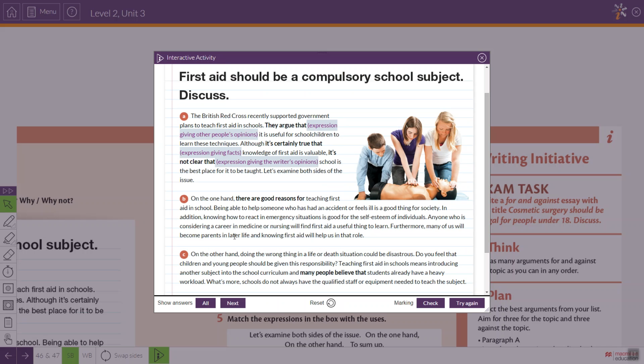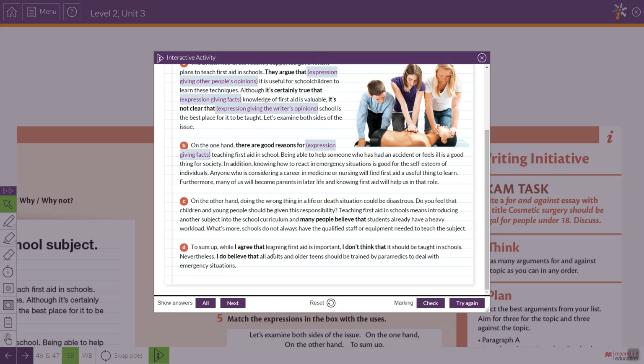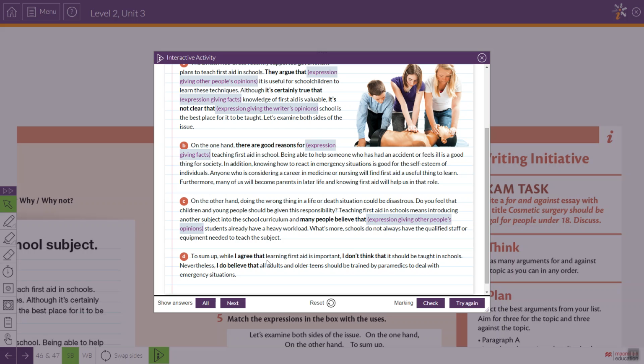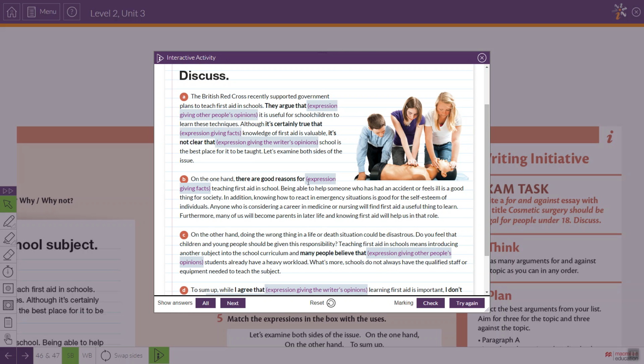"There are good reasons for" is an expression giving facts again. "Many people believe that" is an expression giving other people's opinions again. "I agree that" is to express your own opinion, the writer's opinion. "I don't think that" again is the writer's opinion. "I do believe that" is again the writer's opinion. So that also gives you an outline of the structure of the essay, right?